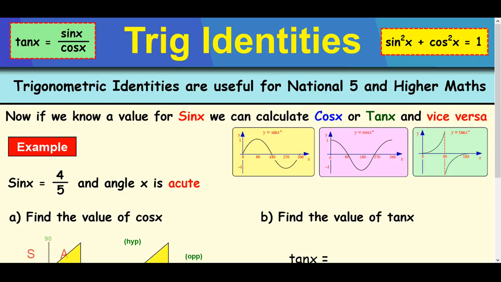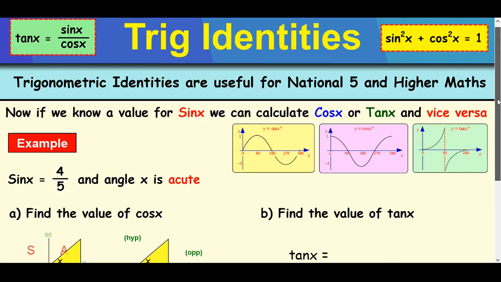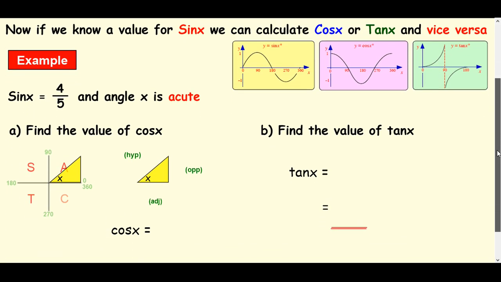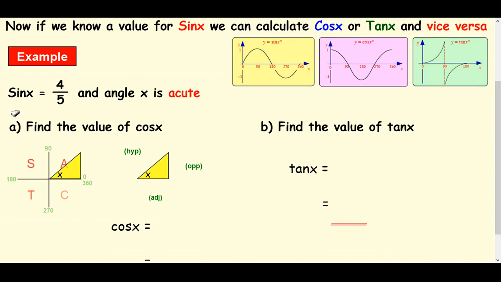Okay, right, I've got 4 more examples to look at. So this time I'm going to start with a fraction. Okay, so we've got sine x is equal to 4/5 and angle x is acute. Now I'm going to look at the graphs a wee bit for this one. So acute angle means between 0 and 90. So I've got sine x is 4/5, so up here somewhere between 0 and 90. Find the value of cos x.